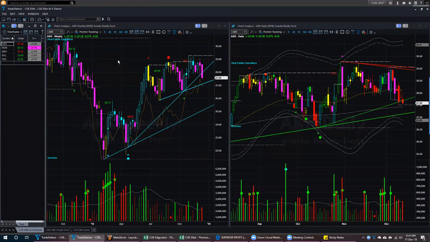AKR in real estate sector, toppling over in both weekly and daily, however, near memory support lines, both in weekly and daily. Also, white direction line is nearby. Real estate is relatively stronger than other sectors right now. Let's not try to short this. There are support lines also. Next.